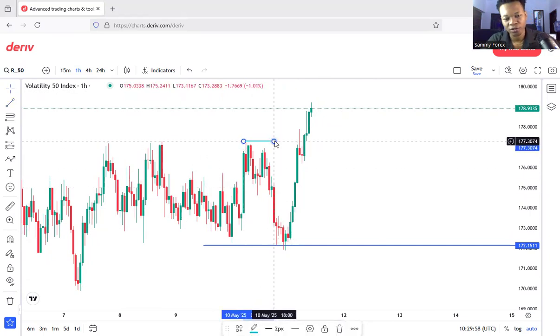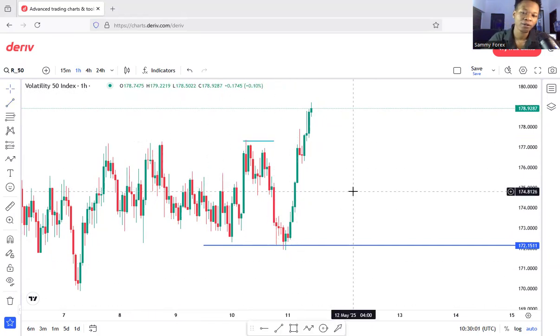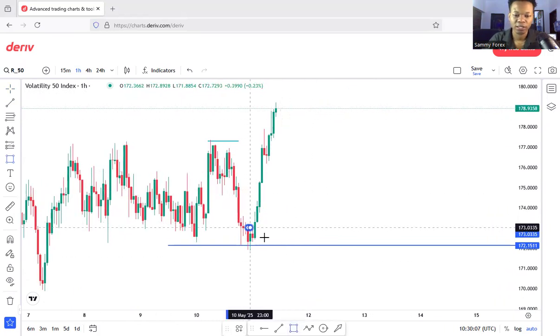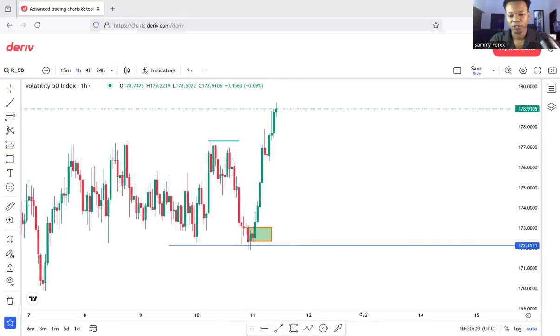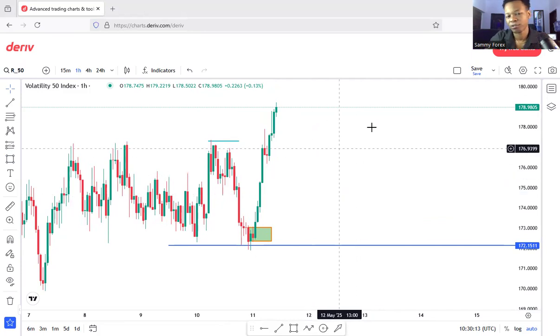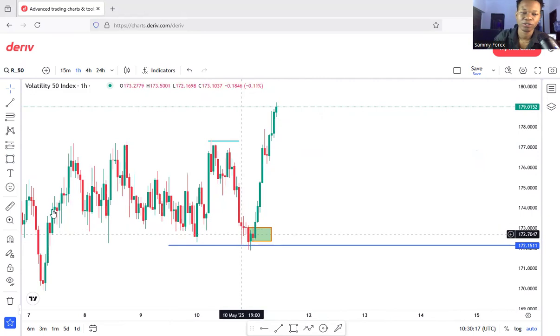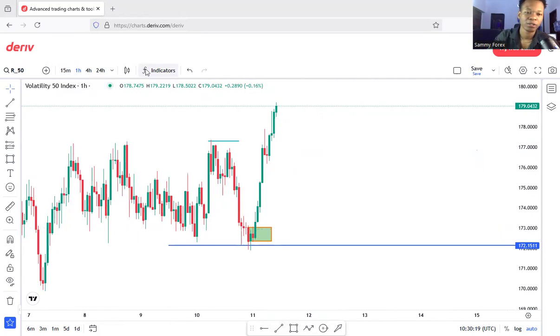A breakup structure, and then the 1 hour time frame is giving us a massive push to the upside. Wait for it to come in here, and then you enter for a buy opportunity. Boom, a buy opportunity. And don't trade against the trend. The trend is giving you an uptrend, so don't trade against the trend. It's not advisable.